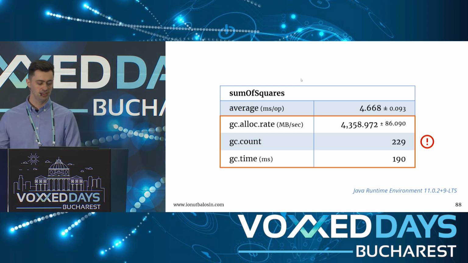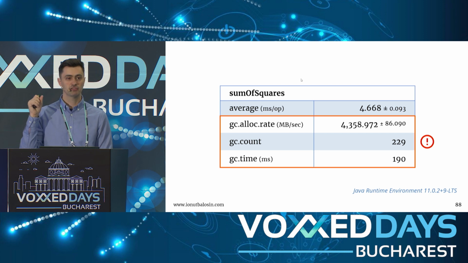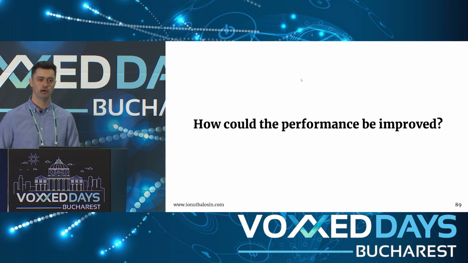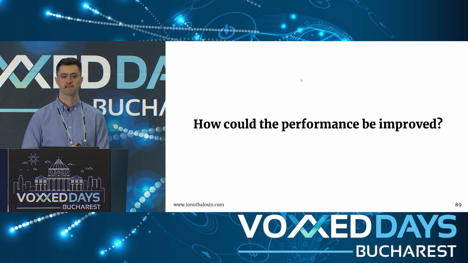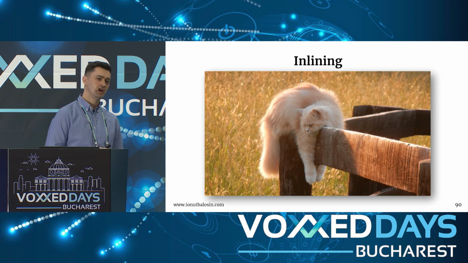As you can see, the allocation rate was 4,300 megabytes per second just to compute the sum of squares. Isn't that too much? Of course, it creates a lot of garbage. How can you improve the performance? Inlining.